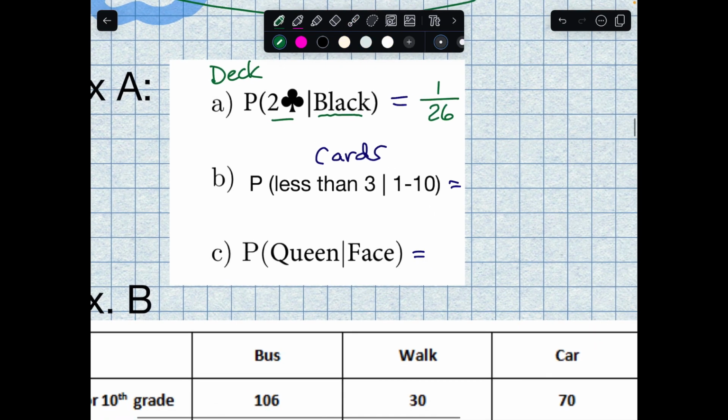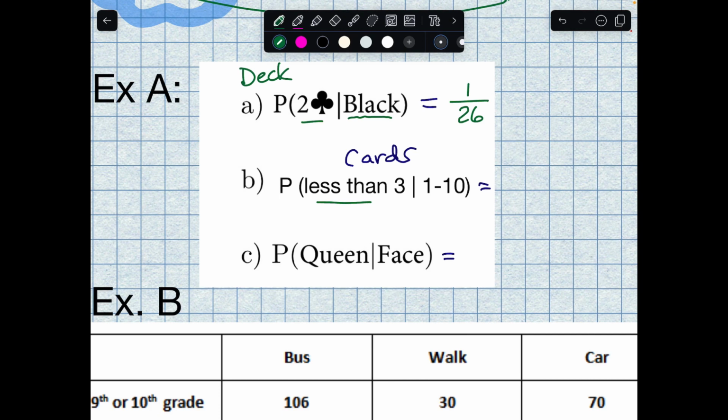So let's try this again. What is the probability that we pick a card that's less than 3, given that we're looking at the cards 1 through 10? Again, this is your world. This is the total. So there's 4 suits and 10 in each suit. So that makes 40 total cards. How many of those cards are less than 3? Well, that'd be a 1 and a 2. And again, because of the 4 suits, that would make 8 total cards. So 8 out of 40. We could reduce that to 1 out of 5. Yeah, a simpler ratio.